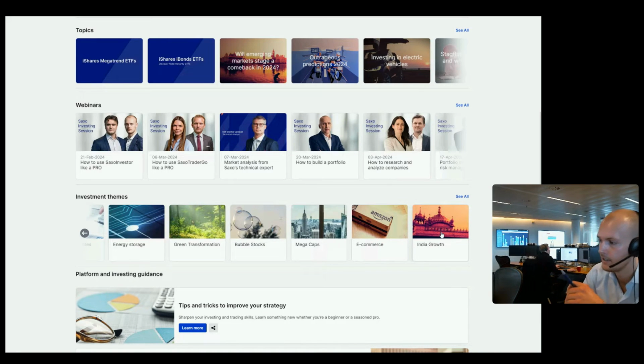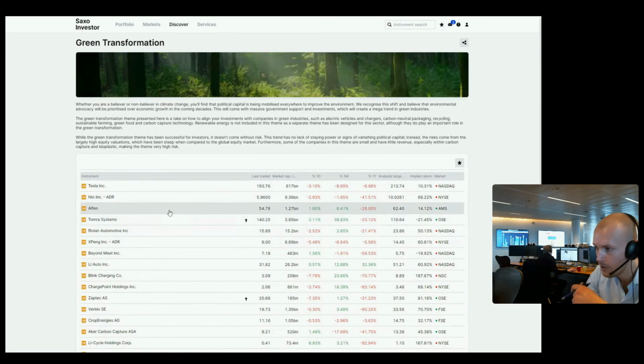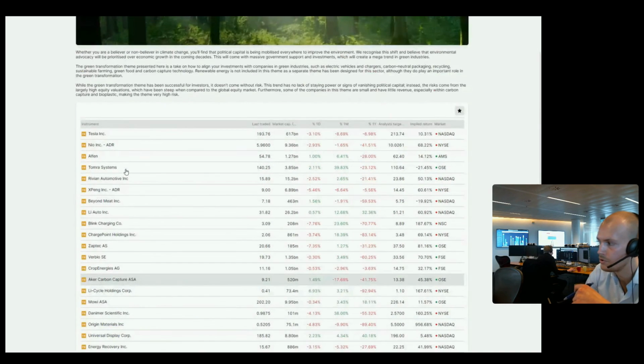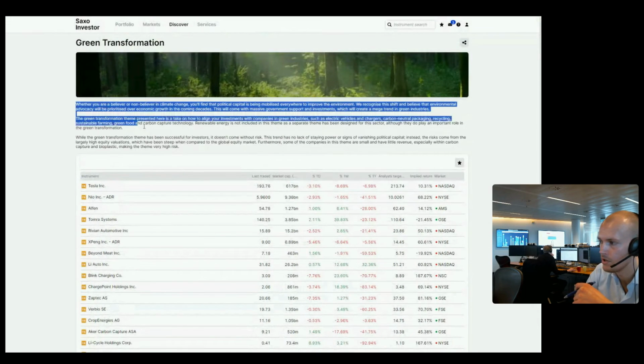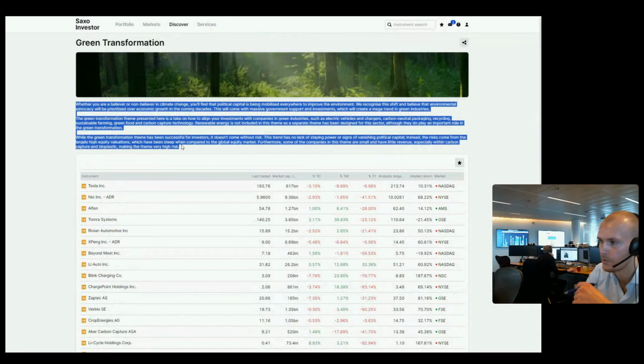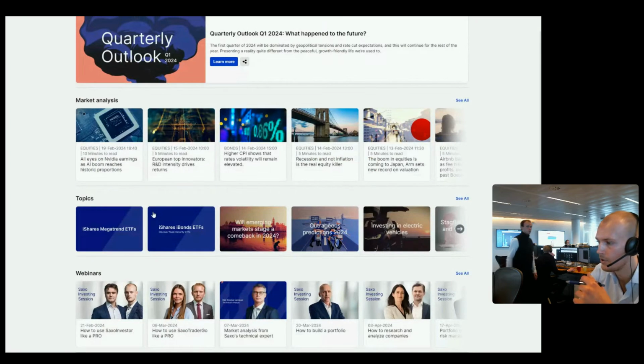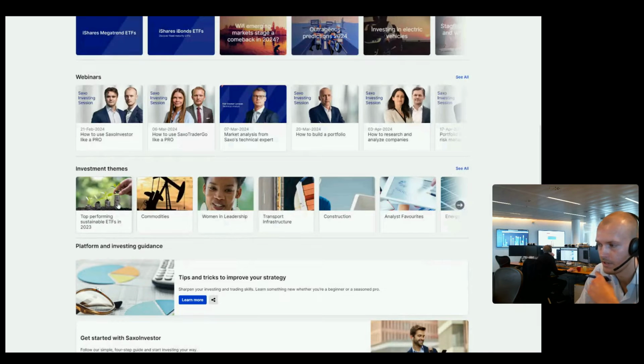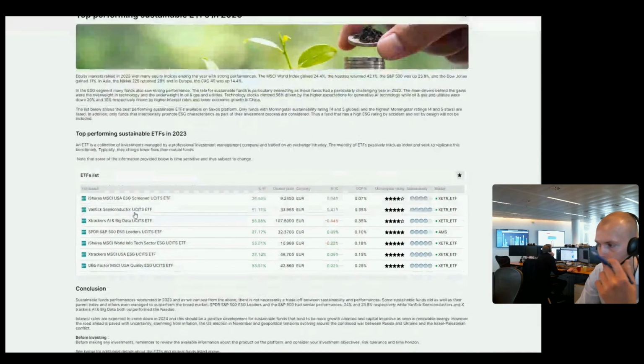Well, we've made an investment theme called Green Transformation. If you click on that one, you will get a larger list of stocks to view. And there's a small text here as well, basically describing what green transformation stocks are. That's one of the themes that we give you. If you click on discovery again, there could be an investment theme called top performing sustainable ETFs in 2023. Click on that one. Again, it gives you a list of ETFs that are performing within the sustainable sector.